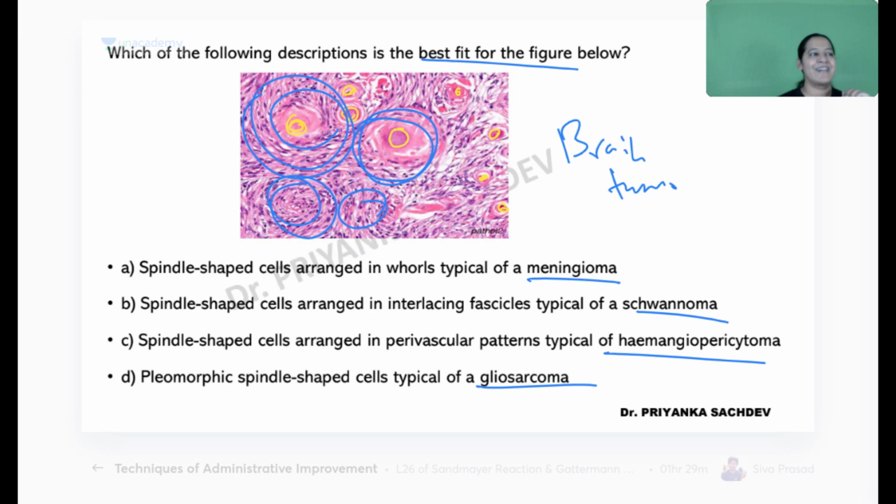Okay, most of you are right. The correct answer here is meningioma. Okay, so Vikram, Meghna and Lost Doctor. Lost Doctor, you are saying schwannoma. No, it is not schwannoma. What are these central blue color circles? Meghna is saying D. No, it is not gliosarcoma. Only Vikram is right. It is meningioma. Central blue color circles, these are psammoma bodies. That is calcification. That is the hallmark of meningioma.